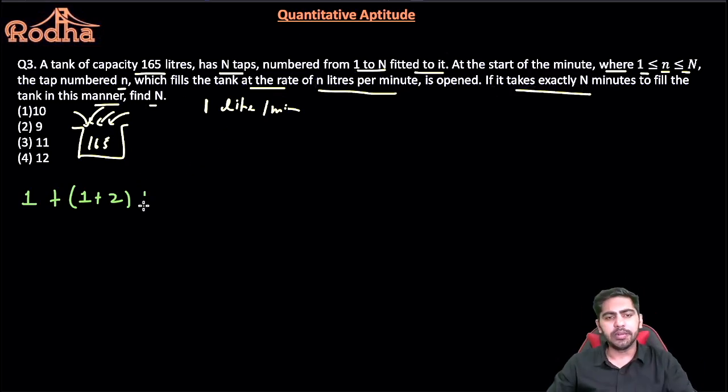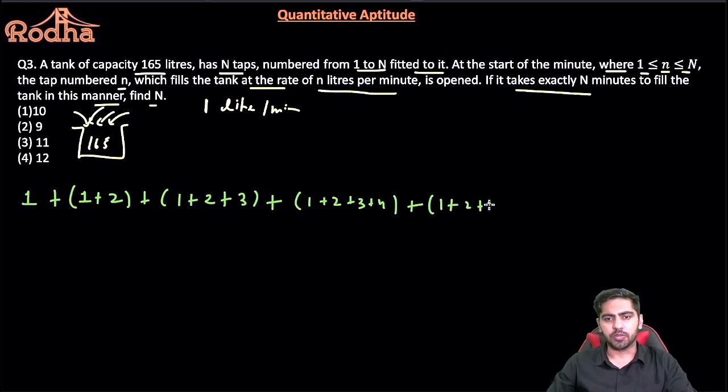In the third minute, can I say the number of liters that is gonna get filled is nothing but 1 plus 2 plus 3? In the fourth minute, the fourth tap is also open, so can I say now it is filling 1 plus 2 plus 3 plus 4? In the fifth minute, the fifth tap is also open, so it is now gonna fill 1 plus 2 plus 3 plus 4 plus 5, and so on and so forth. One tap is opened after every minute and it will keep on increasing the quantity of water that is being filled in the tank, right?